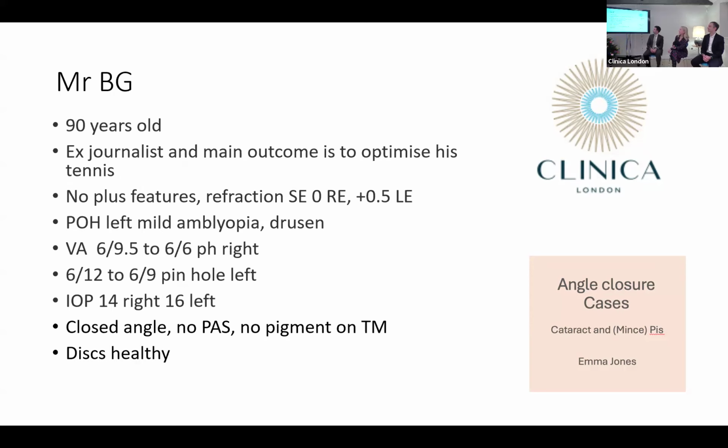And then Mr. BG. He's 90 years old, an ex-journalist, and this gentleman is amazing. All he wants to do is play tennis. I think he's fitter than me, and that's what he wants to do. He has mild amblyopia in his left eye, a little bit of drusen, but his vision's pretty good. But he does have a closed angle. I think I've got his scans to show you, but he's got no PAS, no pigment on his trabecular meshwork, and his discs are healthy. So what would you do for this gentleman? He's got closed angles, normal pressure. He's 90 years old.